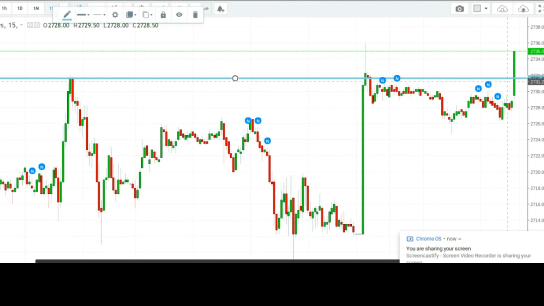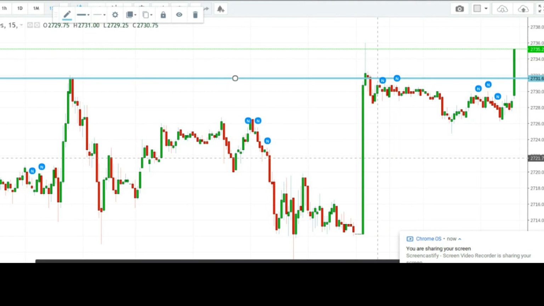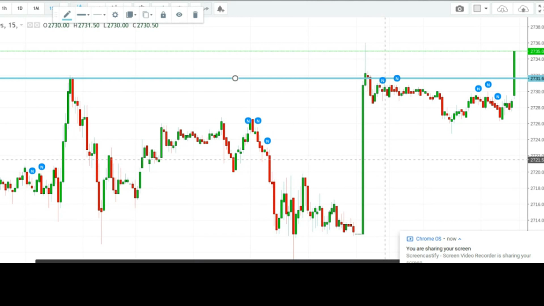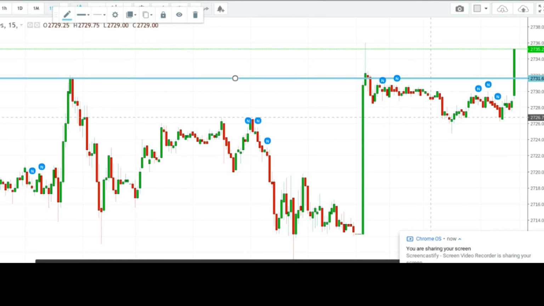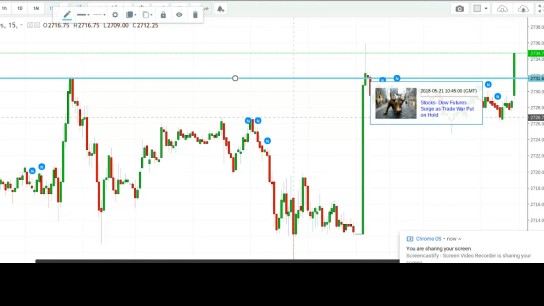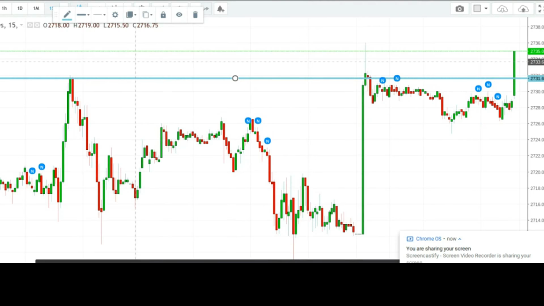We saw a break here. We're just watching it. We're not jumping in just yet. We want to see it break, close above the resistance. That resistance will turn into support. So we want to see it close above here and then retest it. That retest will be where we'll look to get in.